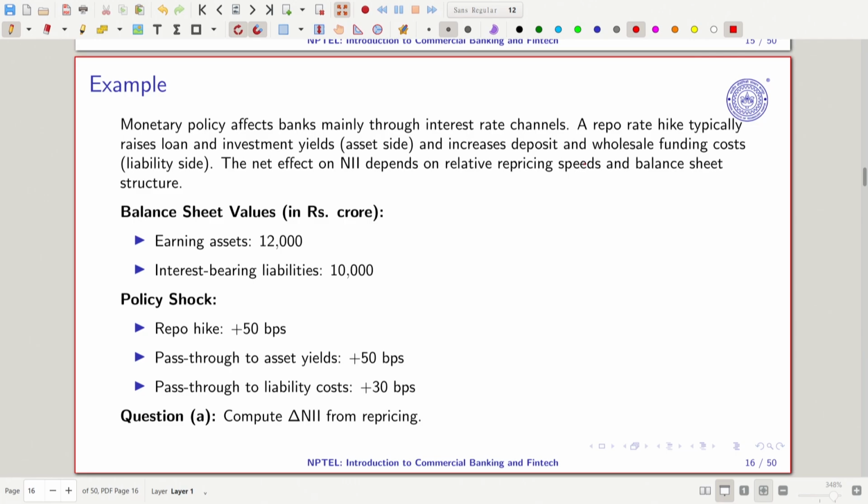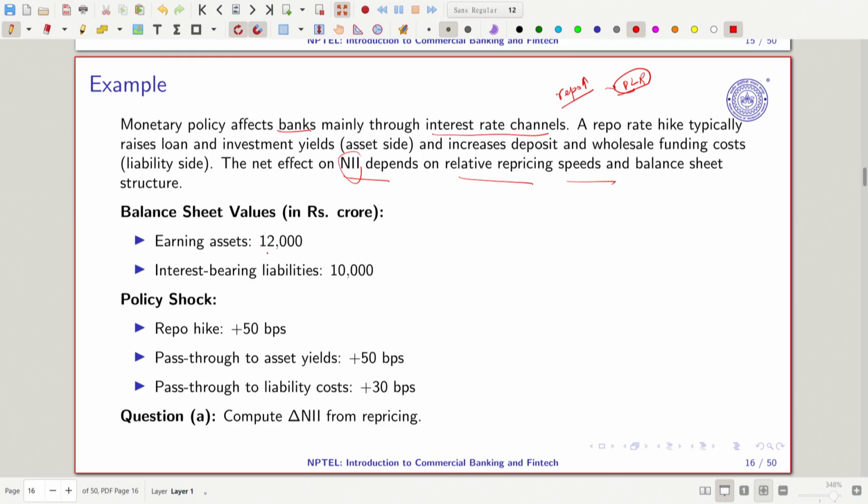Now, how do we see the change in net interest income from repricing? We know that monetary policy impacts banks through the interest rate channel, because when the repo rate rises, the bank's cost of borrowing from the RBI goes up, so they will be charging more on the prime lending rate at which they lend to customers. A high repo rate typically raises loan and investment yields. The net effect on net interest income depends on relative repricing and the balance sheet structure.